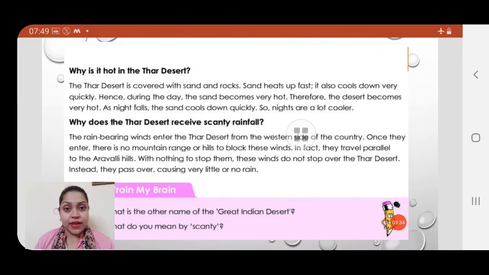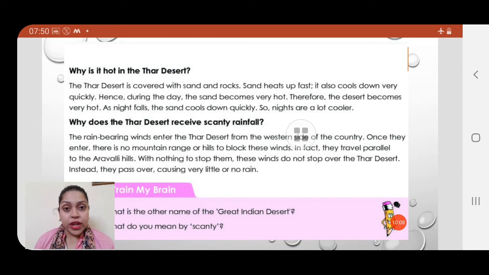Then we studied, why is it hot in the Thar Desert? Since it's covered with sand and rocks, and sand can become very hot quickly and also very cold, which means it can absorb heat very quickly and it becomes very cold also. Because of that, during daytime the Thar Desert is very hot, but at night it's very cold. And lastly, which topic did we study? We studied why the Thar Desert receives scanty rainfall.